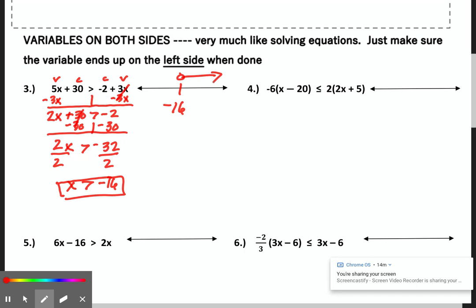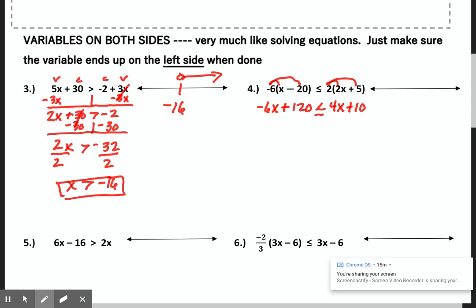All right, number 4, we have a couple sets of parentheses. So we're going to use our hippity-hoppity distributive property. So negative 6 times x is negative 6x. Negative 6 times negative 20 is positive 120. Less than or equal to, hippity-hoppity. 2 times 2x is 4x. 2 times 5 is 10. All right, it looks like we're balanced.